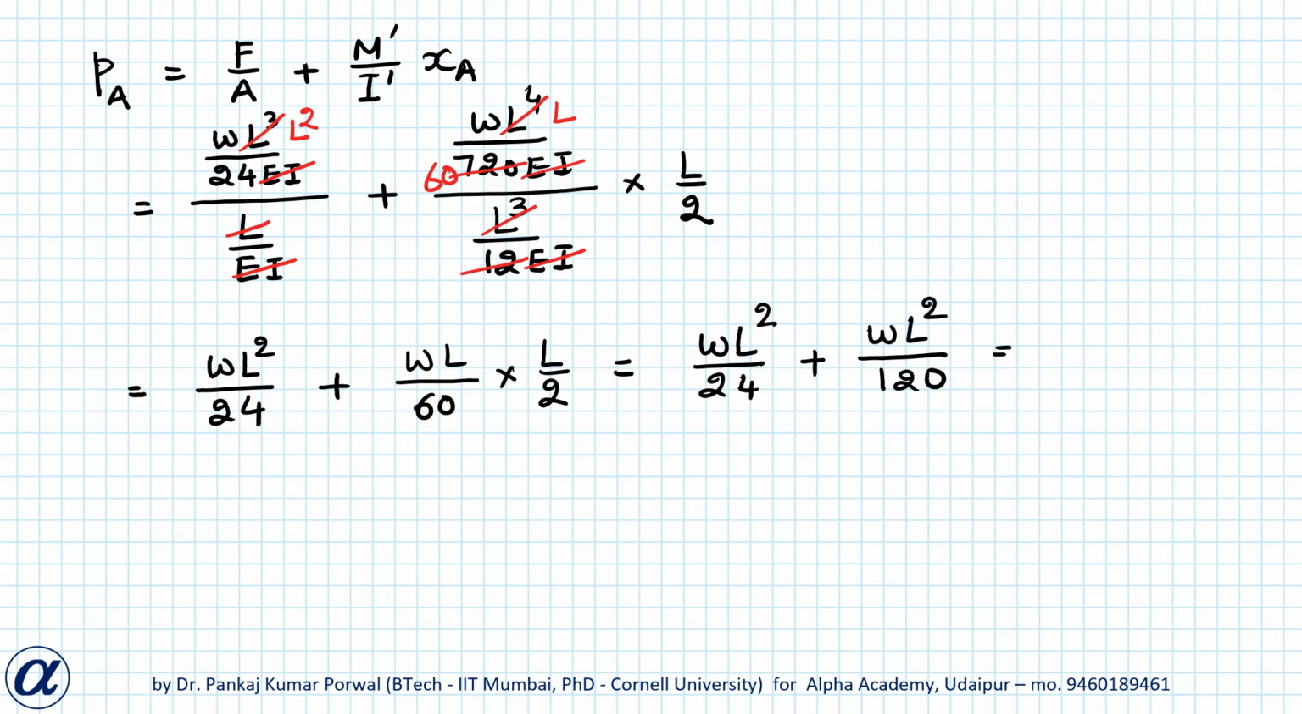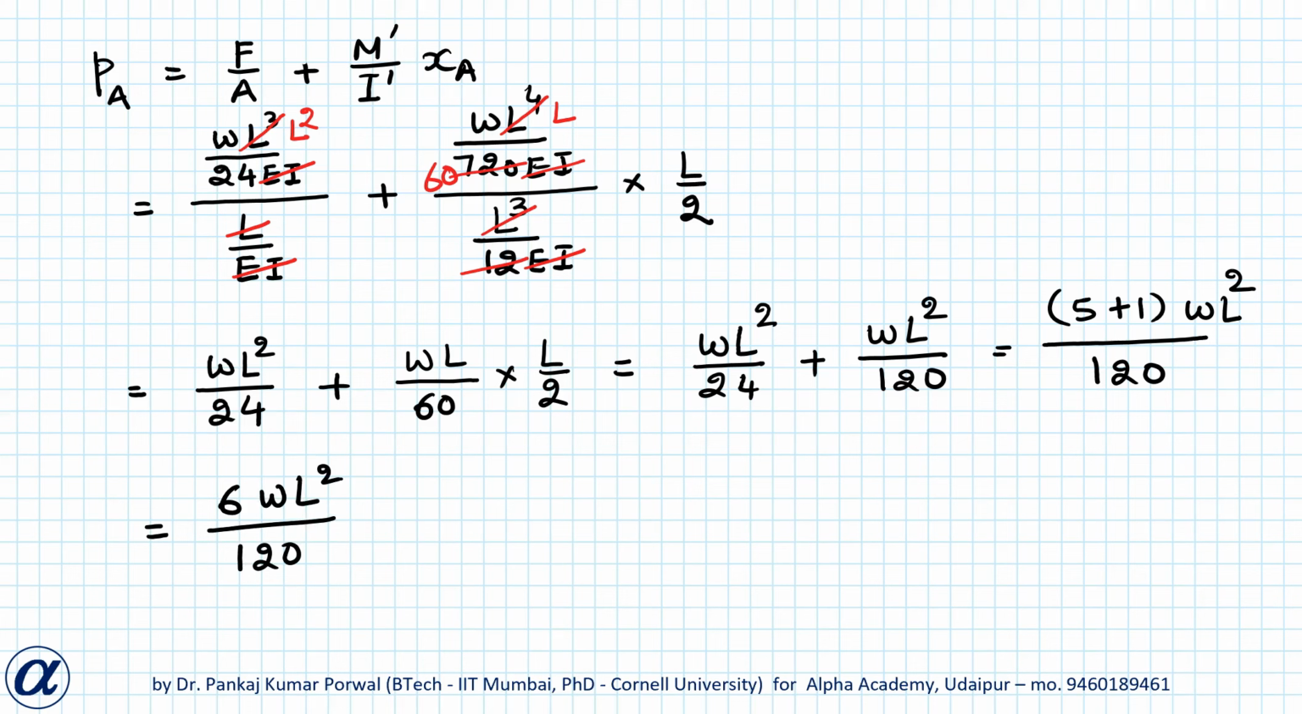This you can simplify by taking LCM 120. This gives me 5 plus 1 WL squared, that is equal to 6 WL squared by 120, and here this 6 will cancel this 120 to give me 20. So that is WL squared by 20, that is equal to M AB, and PB will have minus sign.